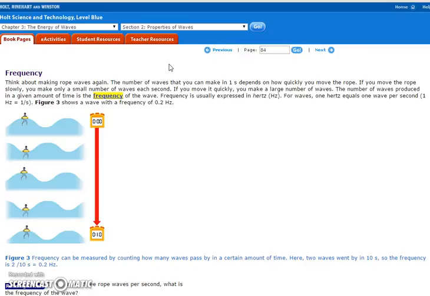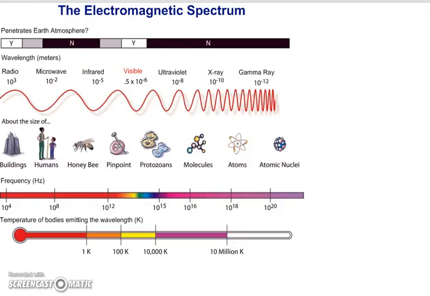Okay, so now we're going to look at the electromagnetic spectrum. Now, here we have the electromagnetic spectrum. These are the waves that do not need a medium. They travel through empty space, but as you can see, we still have waves. Now, as you may notice, these waves here have a longer wavelength. These waves here have a shorter wavelength.